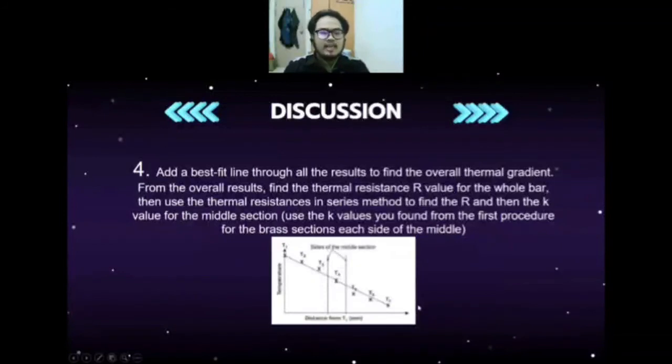Discussion number 4. Add a best fit line through all the results to find the overall thermal gradient. From the overall result, find the thermal resistance R value for the whole bar. Then use the thermal resistance in series method to find R and the K value for the middle section. Use the K value you found from the first part for the brass section on either side of the middle.